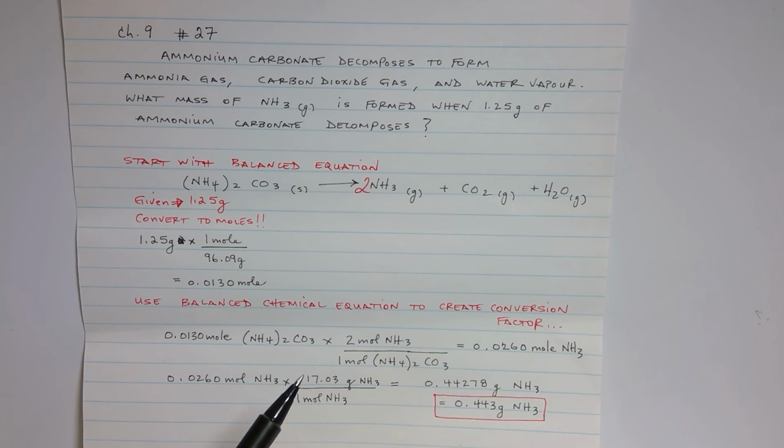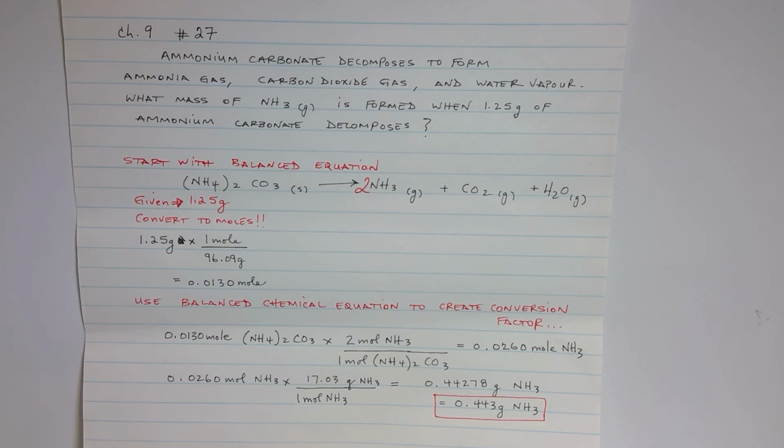This is the molar mass. 1 mole of NH3 is this many grams. Look at your periodic table. 1 mole of N, 3 moles of H add up to 17.03. And when you do this calculation, you get this number. Trim it back to 3 sig figs. Yes, 3, because that 0 means something. And 0.443 grams of ammonia is produced.